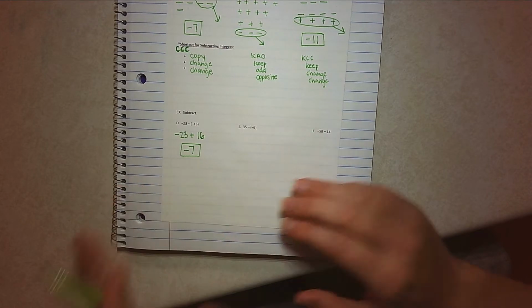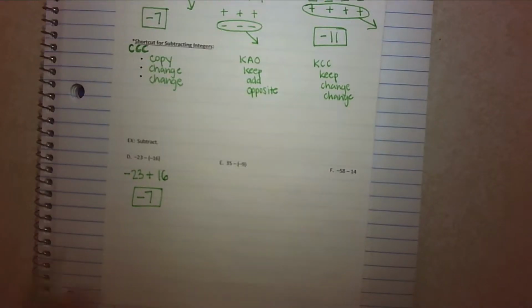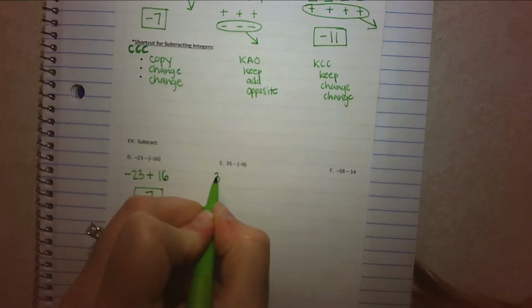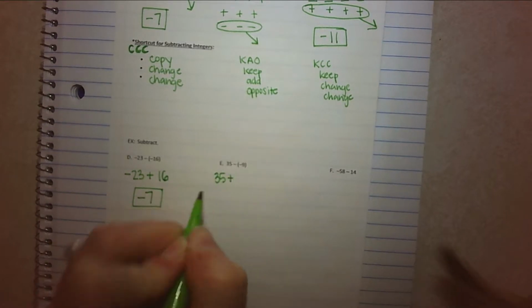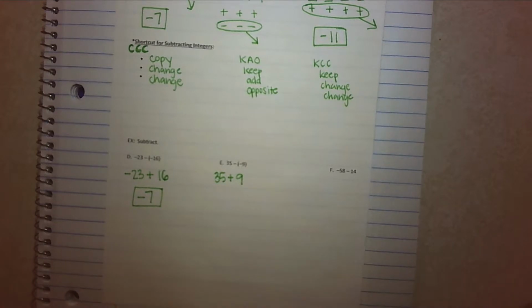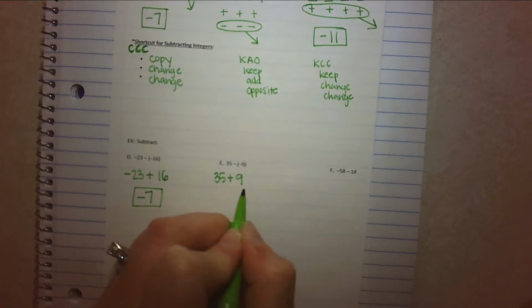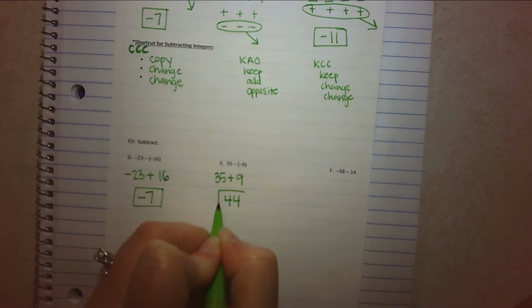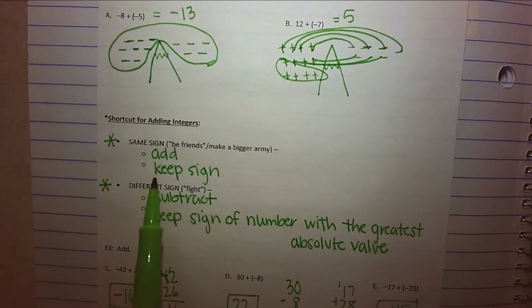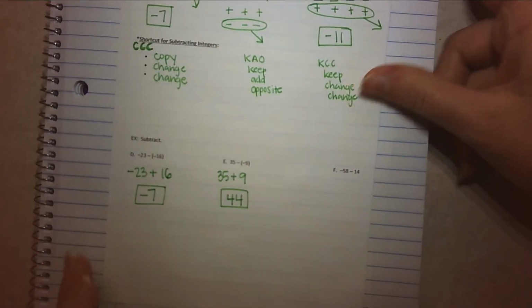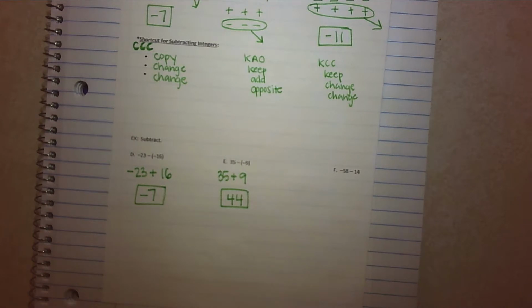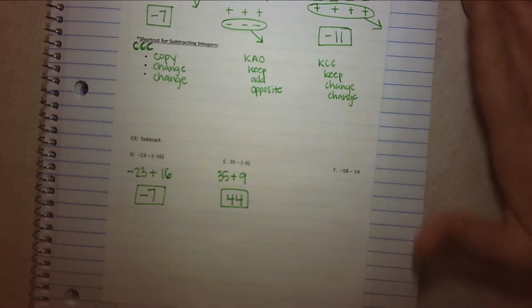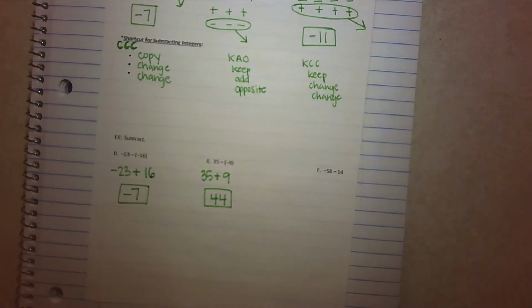So then we've got 35 minus negative 9. And I'm not going to draw a picture. I'm going to use copy, change, change. Copy 35, change subtraction to addition, and change negative 9 to positive 9. We've been doing this for a really long time, probably since, I don't know, 2nd grade maybe. 35 plus 9 is 44, and that is my answer. Again, we can come back to our adding rules. When signs are the same, we add and we keep the sign. So because both of these are positive, 35 plus 9 is 44, and we keep the positive sign, which is really just invisible, we don't put a positive sign in front of positive numbers, and we've got 44.